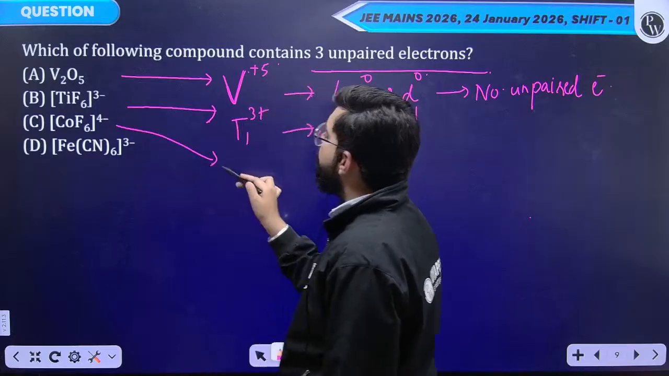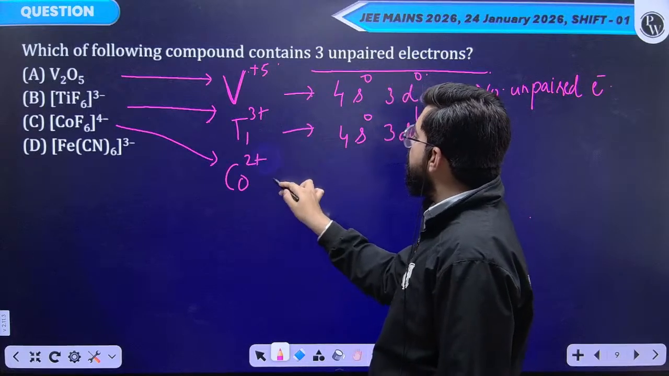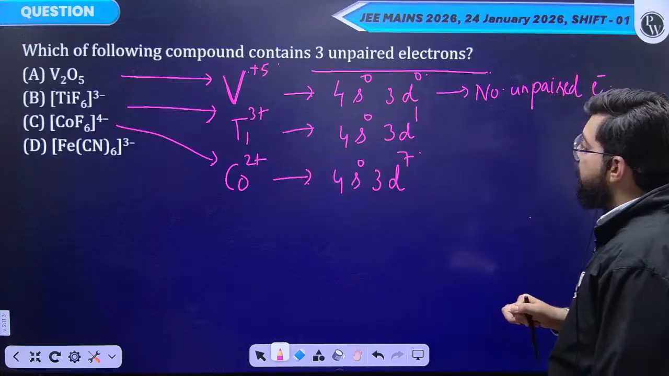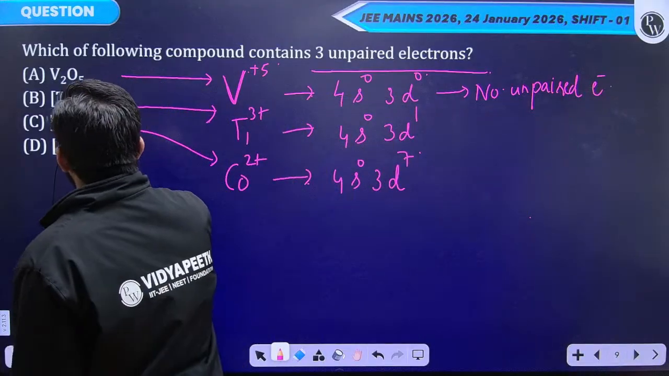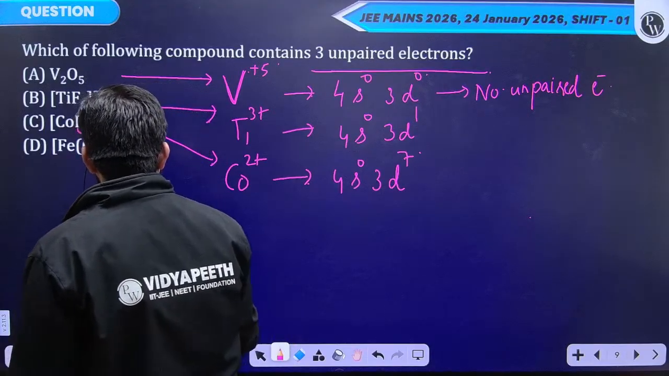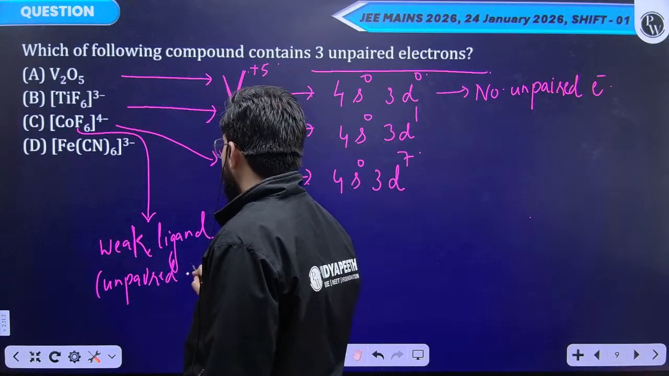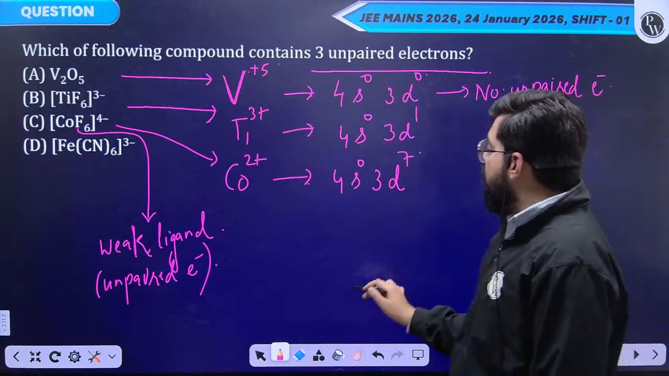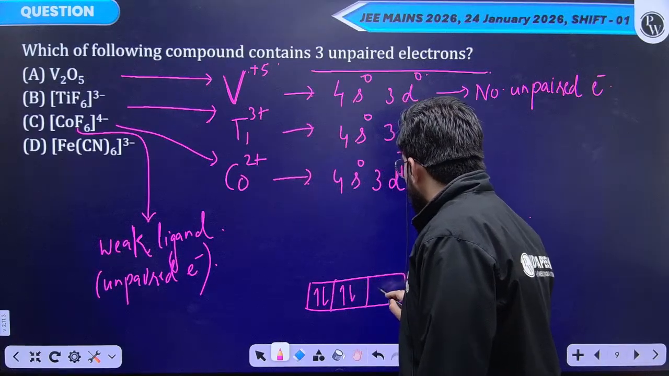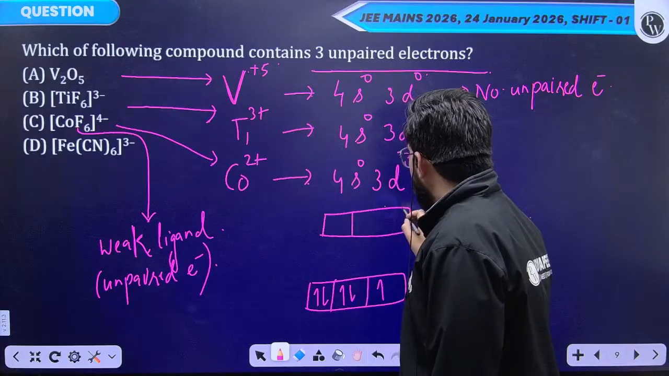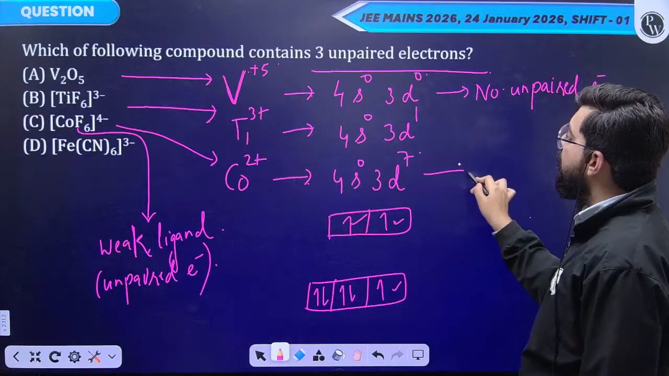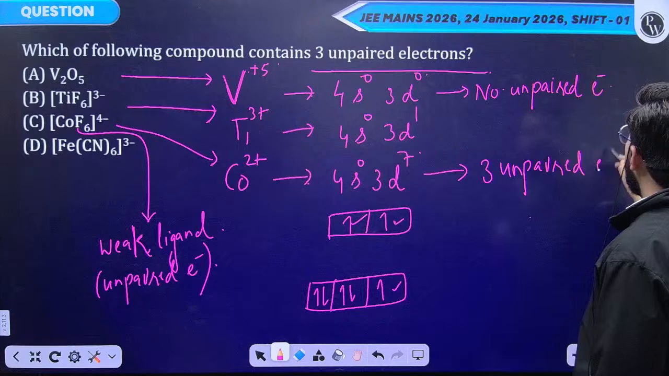Next is CoF6 4 negative. The cobalt is Co2 plus, right? So here it will be 4s0 3d7. So we know this F, fluoride, it is a weak ligand. And if a weak ligand is there, then definitely unpaired electrons will be there. So when we draw that, the p orbital part, here we can see 1, 2 and 3. 3 unpaired electrons are present.